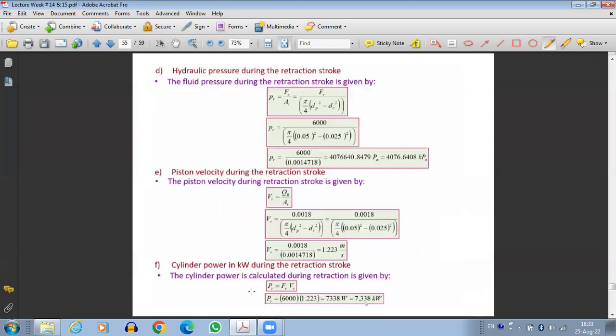In the same way, we are going to solve the problem for the case of retraction stroke. For the retraction stroke, area will be the annulus region area or the rod side area. Since the force is the same, we are going to find out what is the pressure in the case of retraction side, and we can find out the velocity correspondingly. And once we know the velocity and the force, we can find out what is the power needed, the cylinder power during the retraction stroke.